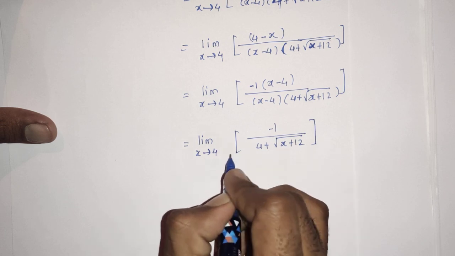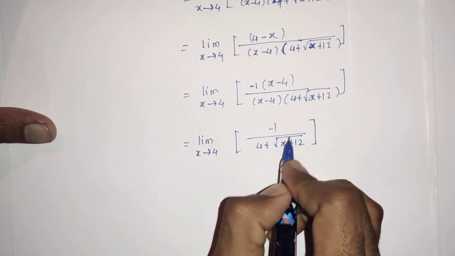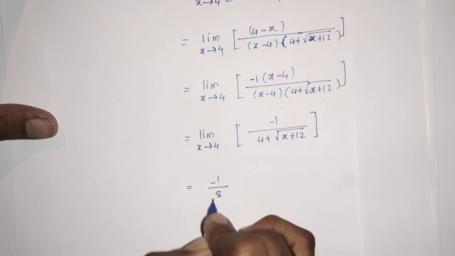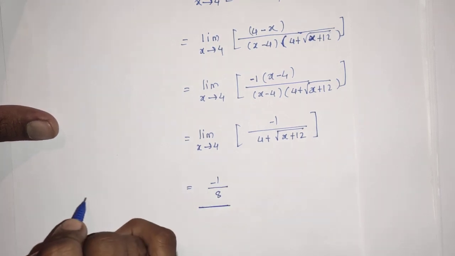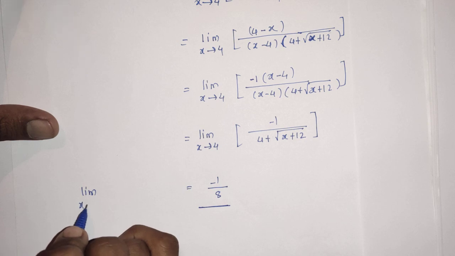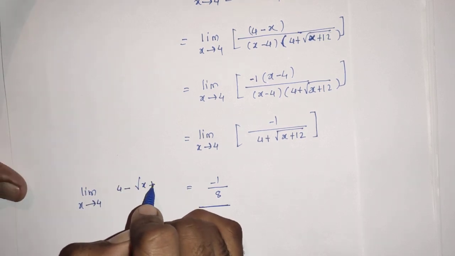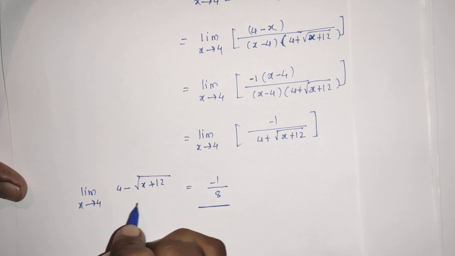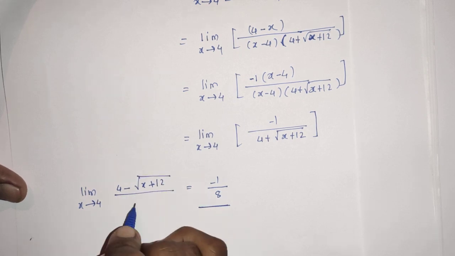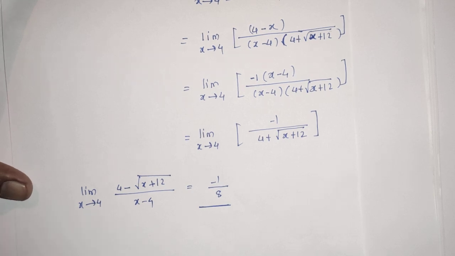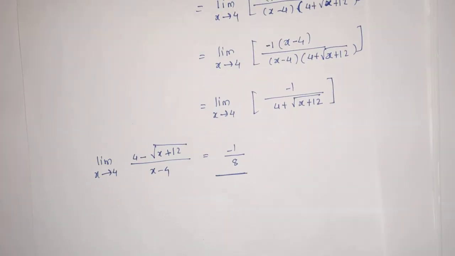Now if we put x is equal to 4, then we get minus 1 upon 4 plus 4 is 8. So the answer will be minus 1 upon 8. Hence the limit x tends to 4 of 4 minus square root of x plus 12 upon x minus 4 is equal to minus 1 by 8. This is the solution of the given example.